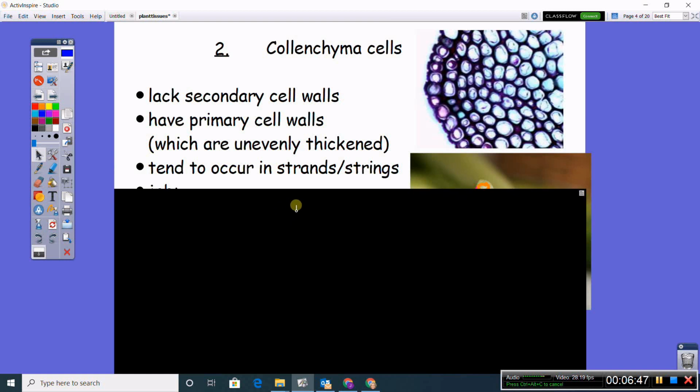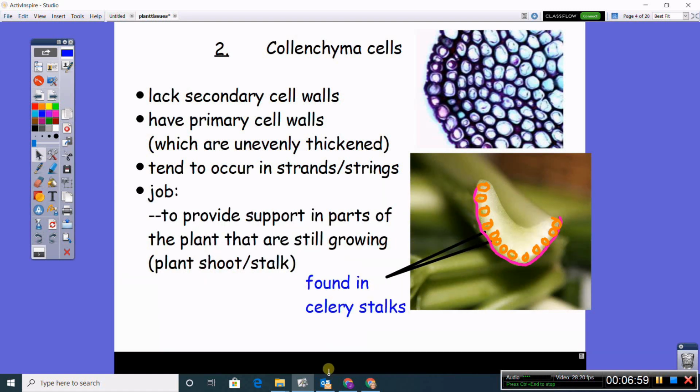They tend to occur in strands or strings. Okay, so when you think of like a celery string, like when you eat celery, those are collenchyma cells all linked together. So their job, collenchyma cells are really important at providing support in the parts of the plants that are still growing.